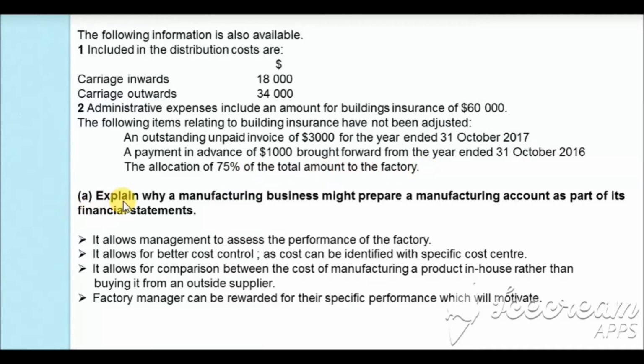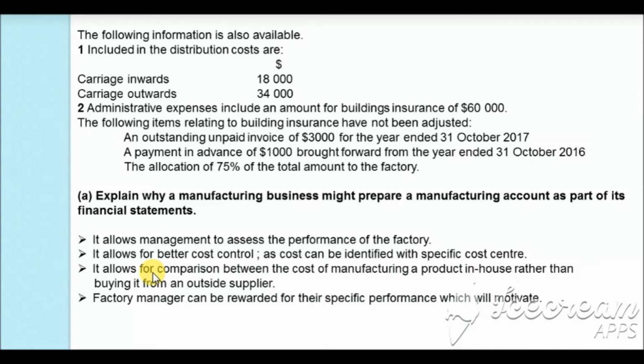In part A of the question, we are asked to explain why a manufacturing business might prepare a manufacturing account as a part of their financial statements. You see, when the business makes a manufacturing account, it calculates the factory profit and the factory cost. Hence, it helps the management to assess the performance of the factory. Furthermore, as the costs are allocated separately for the factory and for the office use, it helps the management in controlling the cost in a better way, as the cost can be identified with specific cost centers.